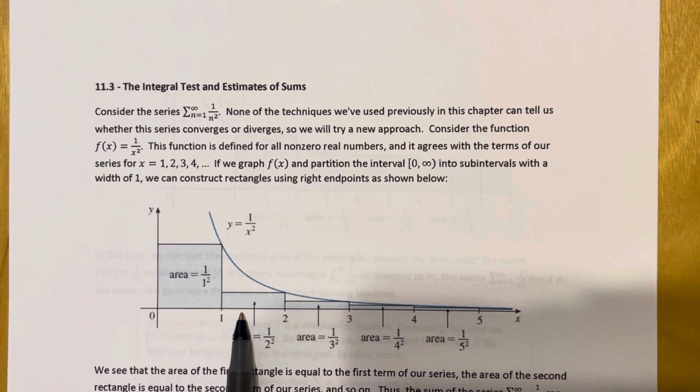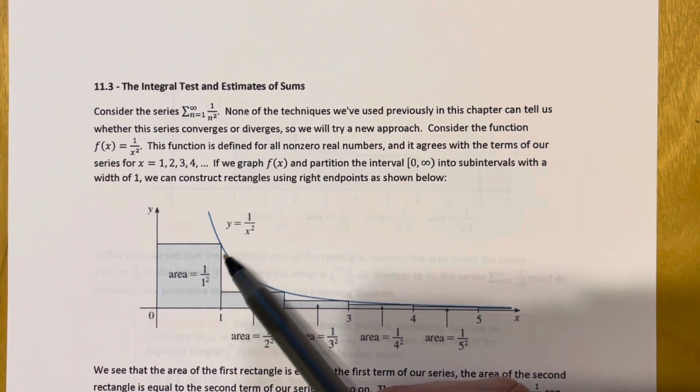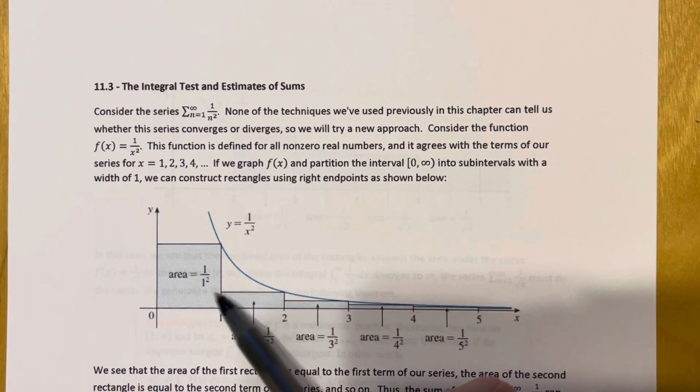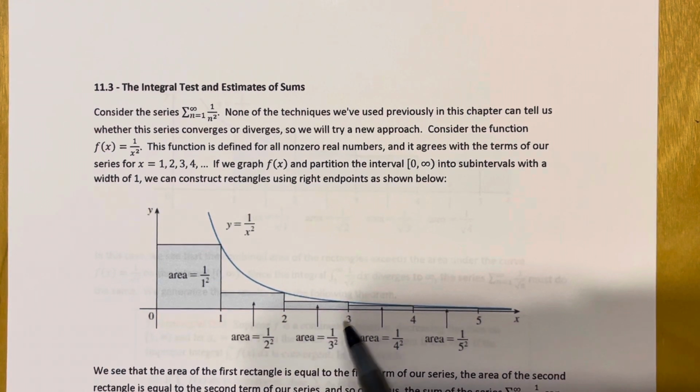Because the base of each of these rectangles is equal to 1, the area is just the height times the base. And multiplying something by 1 doesn't change it. So this area would just be equal to 1, and this would be equal to 1 over 2 squared. This would be equal to 1 over 3 squared, and so on and so forth.